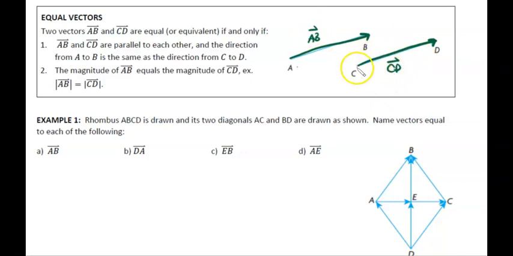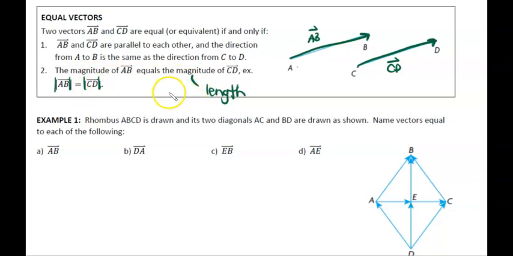Again, tail to head. It's very common to call this tail to tip, but it's tail to head. The magnitude of AB equals the magnitude of CD. Obviously the lengths are equal. Magnitude is kind of like a length, but now that we're dealing with vectors, we're calling it magnitude. This can be denoted as the magnitude of AB equals the magnitude of CD.